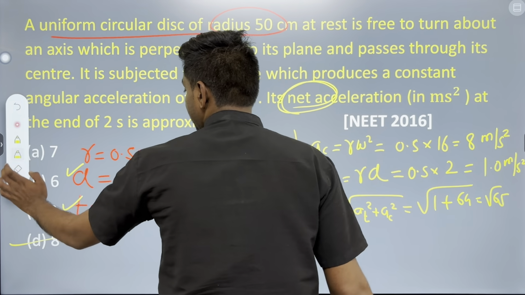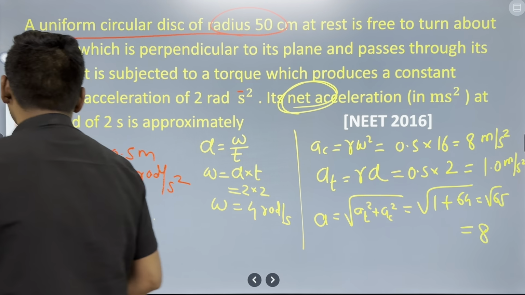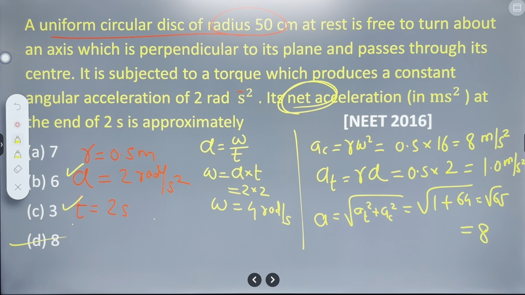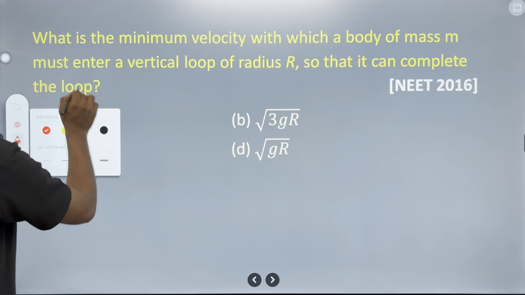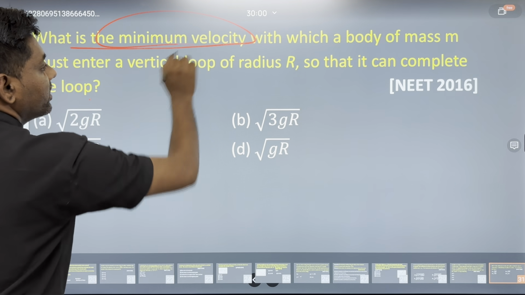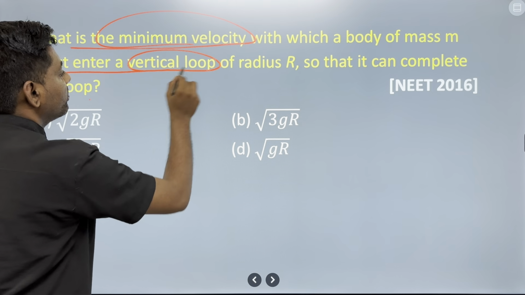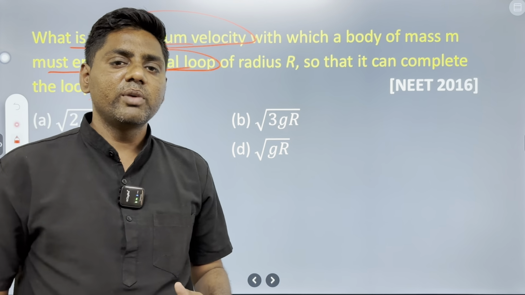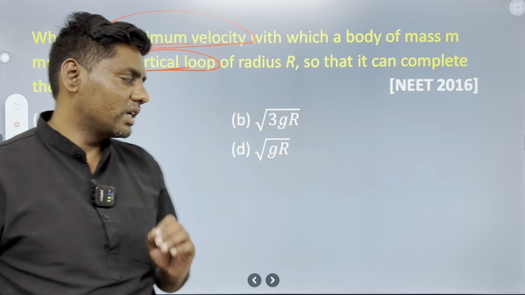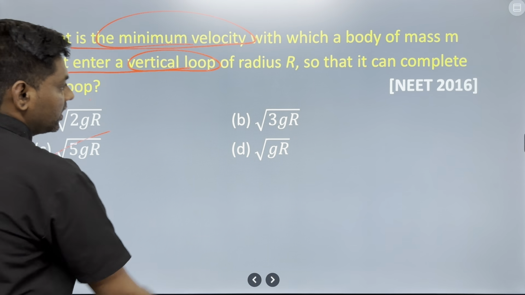Option D is the correct answer of the given example, that is 8. Take the screenshot. We go for the next. Very simple question again. What is the minimum velocity with which the body of mass M must enter the vertical loop? अगर उसको वर्टिकल लूप में आना है तो मिनिमम वेलोसिटी एट द लोअर पॉइंट पे कितना मेंटेन करना है? Under root of 5 g r. रिमेंबर ऑप्शन सी इज द करेक्ट आंसर ऑफ द गिवन एग्जांपल. नेक्स्ट.